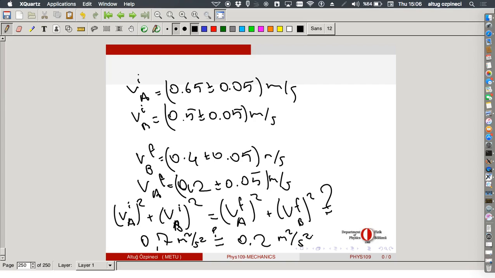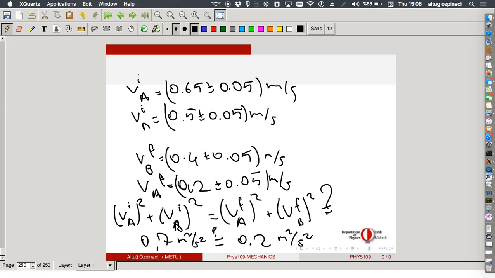Somebody else? Okay, so this is what you obtained also, right? So, is this an elastic collision or not? This is not an elastic collision. But the conservation of momentum doesn't depend on whether it is elastic or not anyway. Momentum is always conserved whether the collision is elastic or not.